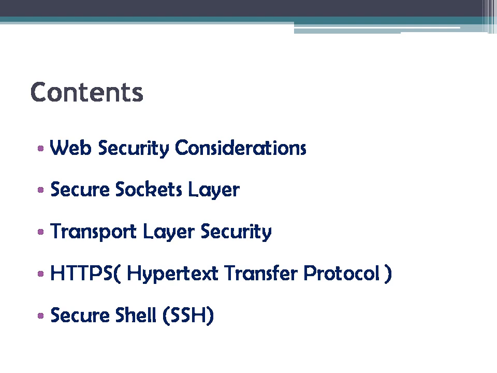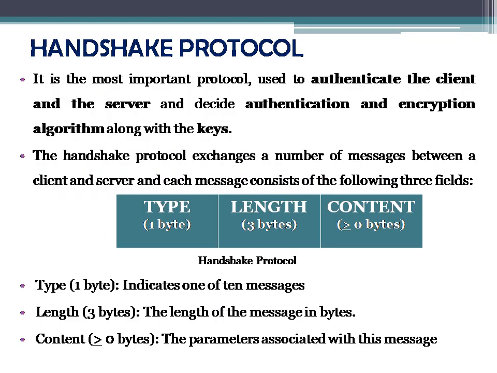So first we will complete that and then we shall move ahead and continue our discussion on HTTPS and SSH or Secure Shell. Until now, we have discussed the SSL record protocol, change cipher spec protocol, and alert protocol. Now, let us have a look at the handshake protocol. This handshake protocol is the most important protocol, which is basically used to authenticate the client and the server and also decide authentication and encryption algorithms along with the keys.